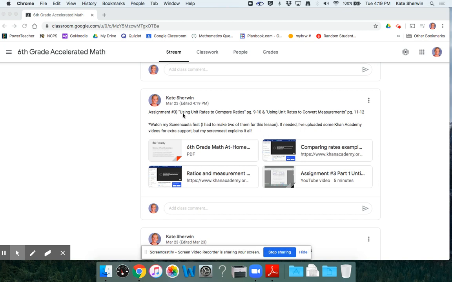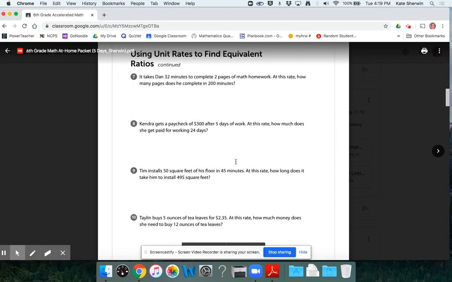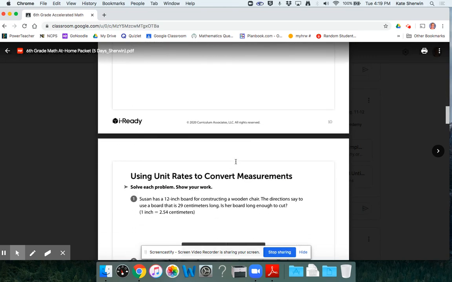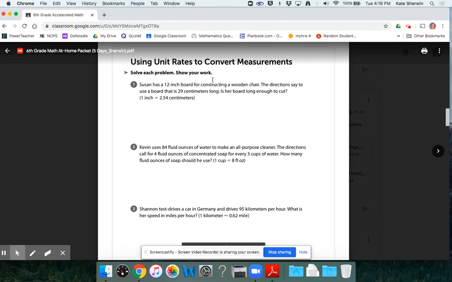All right, I'm back. I'm going to explain the second part of assignment 3, pages 11 and 12. So we scroll down. Here's page 11. Now we are using unit rates to convert measurements. So I'm going to do number 1 with you.